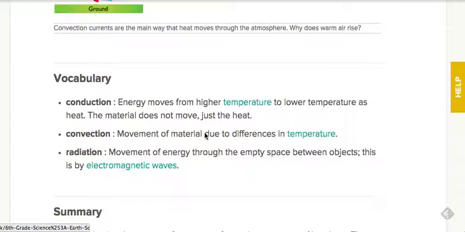Convection. Convection is the movement of material due to temperature and density differences. In this case, when we're talking about the atmosphere, temperature is more of the reason why, but that rise in temperature also would make something less dense, so therefore it's going to rise as well. Radiation. Movement of energy through empty space between objects. This is caused by electromagnetic waves.